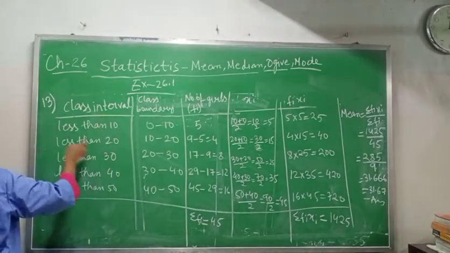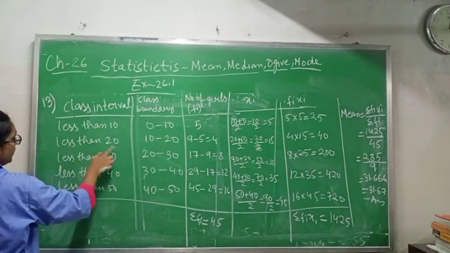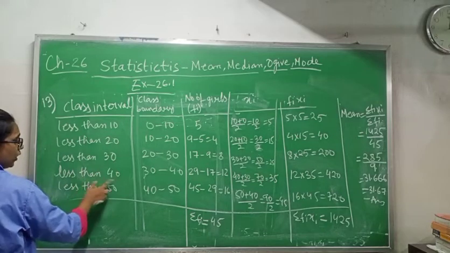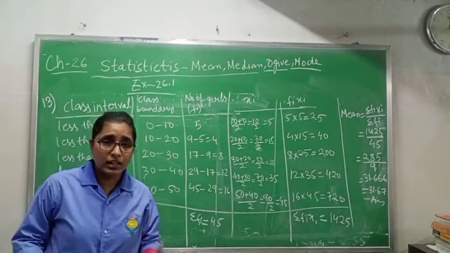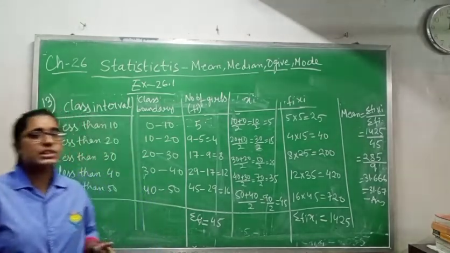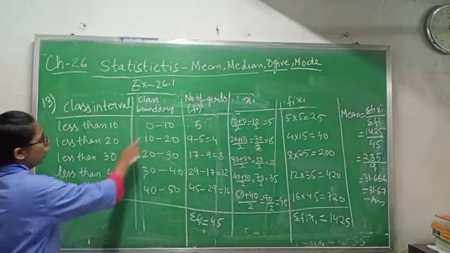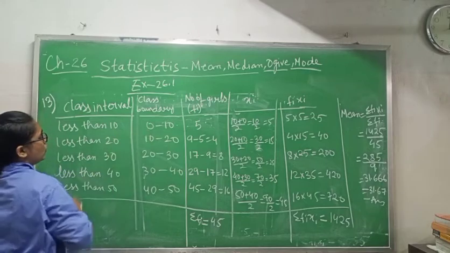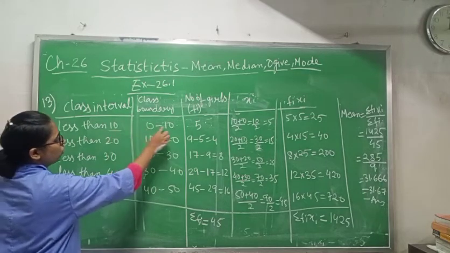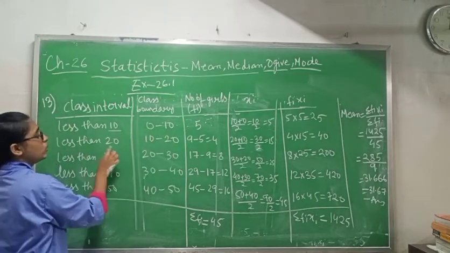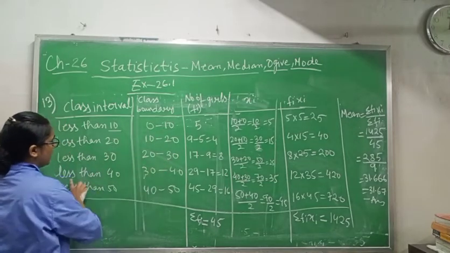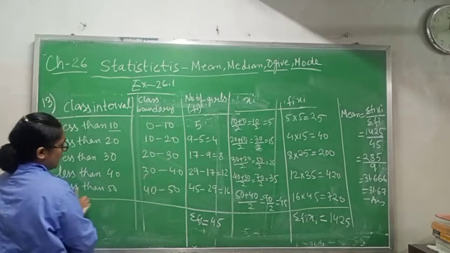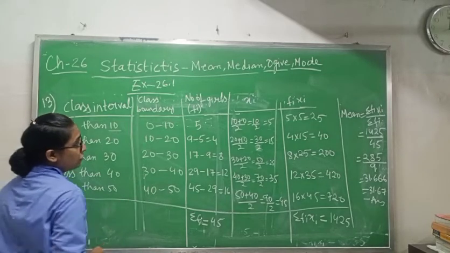Class interval is less than 10, less than 20, less than 30, less than 40, less than 50. Now class boundary, you have to make the class boundary by your own. It's very simple and easy. You will start from 0 and write up to 10. So 0 to 10. Less than 20 means 10 to 20. Less than 30, 20 to 30. Less than 40, 30 to 40. Less than 50, 40 to 50.